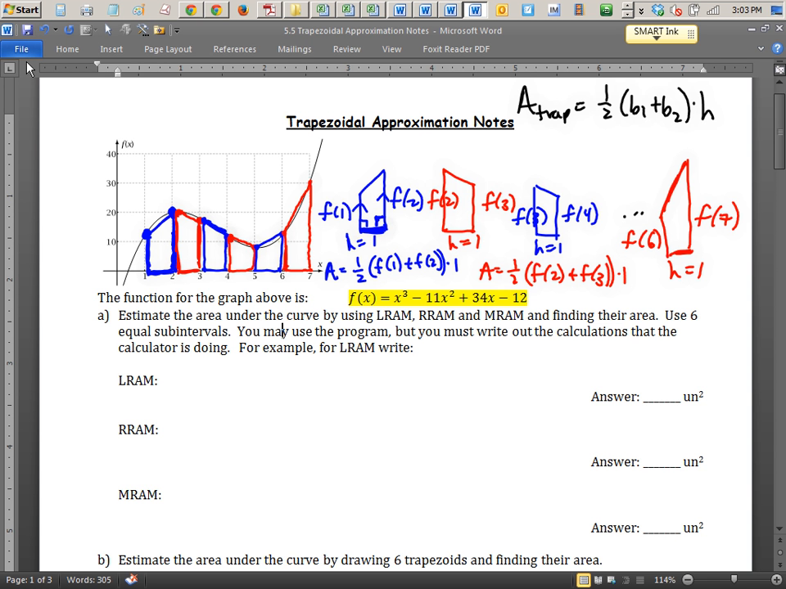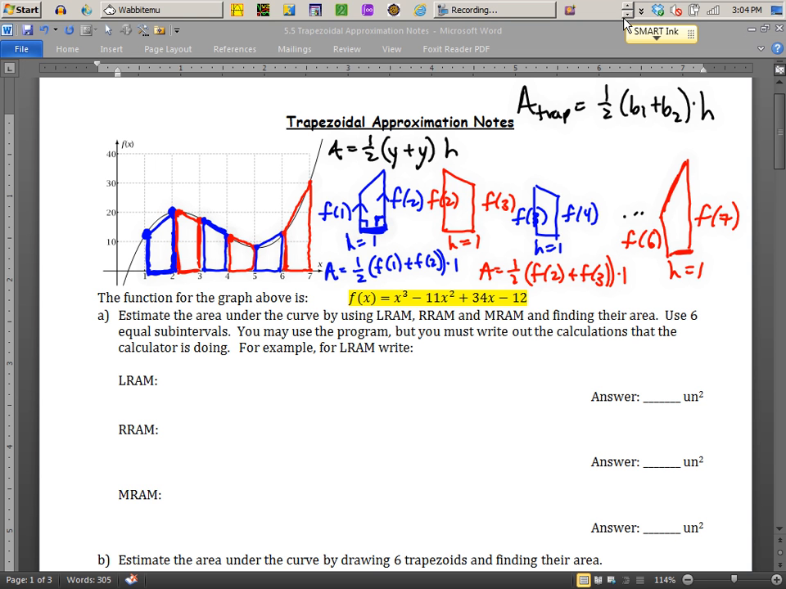Okay, so now that we have the basic idea, we can see that the area of an individual trapezoid is going to be 1/2 times 2 y values added, and then times the base, or actually the height of that trapezoid. So just 1 in this case, h in general.